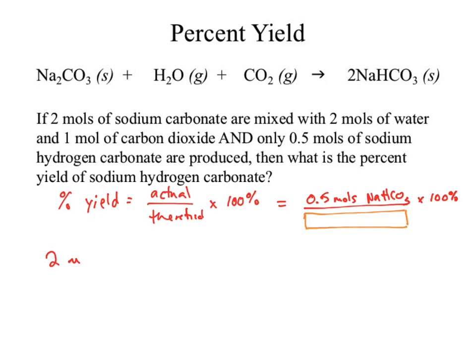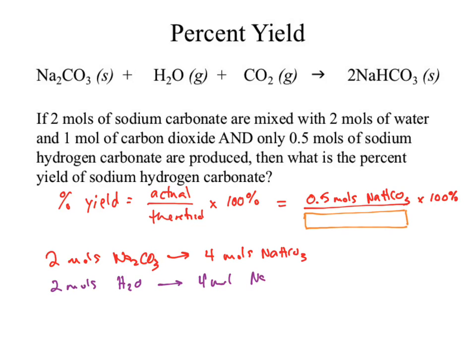When we started with the 2 moles of sodium carbonate, that led to how many moles of sodium hydrogen carbonate? If I did it right, it was 4 moles. If we started with our 2 moles of water, that ended with 4 moles of sodium hydrogen carbonate. And if we started with 1 mole of carbon dioxide, that became 2 moles of sodium hydrogen carbonate. What was the maximum amount we could make? 2.